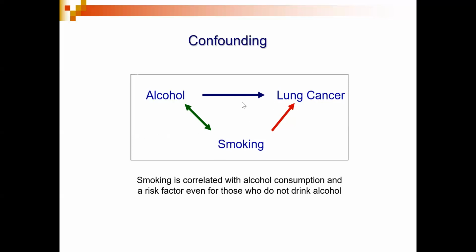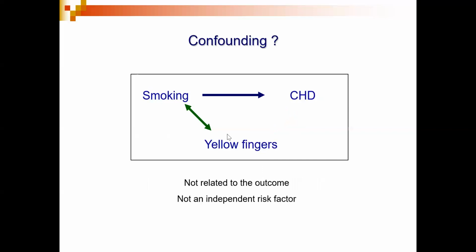Remember, we said your confounder can explain most of the relationship between your exposure and your outcome. So in this case, you're closing this and assuming your causal pathway is happening through alcohol. Smoking is related both with alcohol consumption and is a risk factor even for those who do not drink alcohol. Because of that, smoking becomes a confounder.